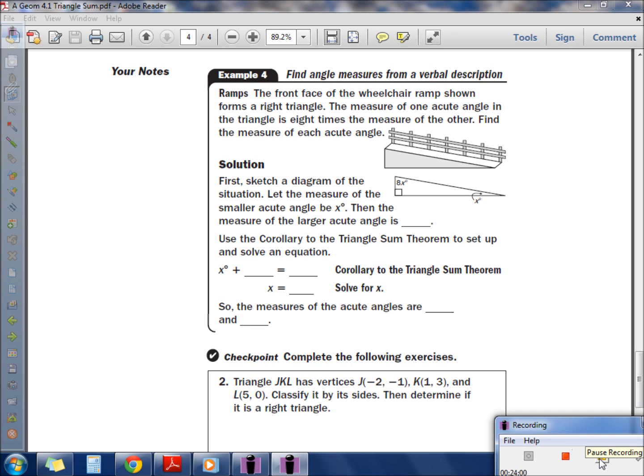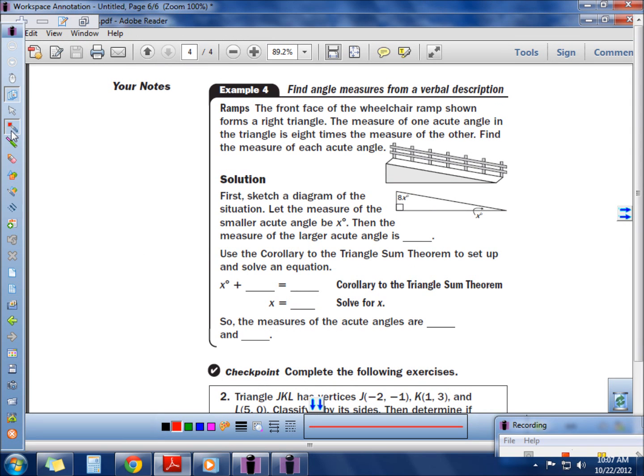This one says the front face of a wheelchair ramp shown forms a right triangle. The measure of one acute angle in the triangle is 8 times the measure of the other. Find the measure of each acute angle. So it really helps us out. It tells us and it shows the picture that we have to envision. Normally, none of this stuff below the red line will be shown. So you have to understand what it's saying.